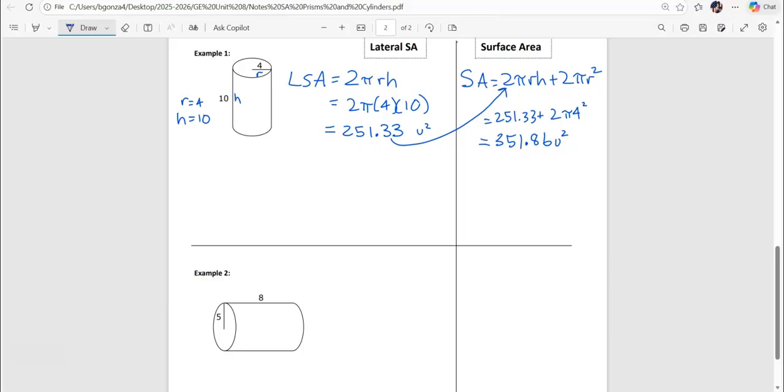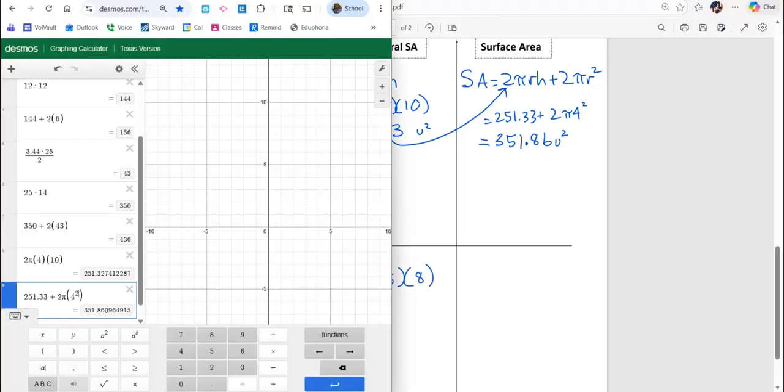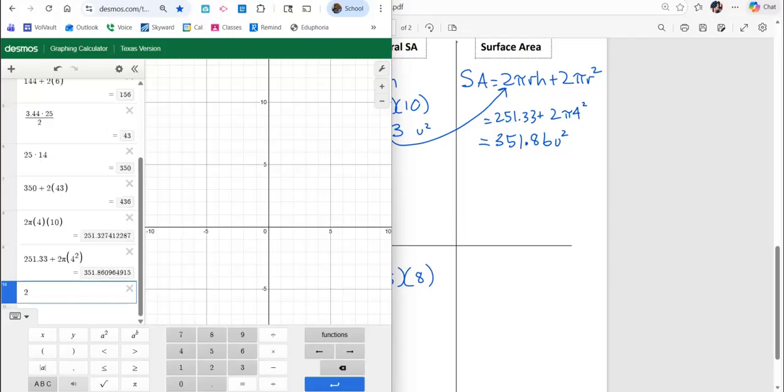So, do you need to see another example using those formulas? I don't think you do, but what's the difference between example 1 and example 2? It's laying down, taking a nap. So that means the height is not 5 or 10. The height is sideways because it's laying down. The radius is still halfway across, not the whole way. So our LSA would be 2 pi r h, 2 pi 5 8. 251.33.